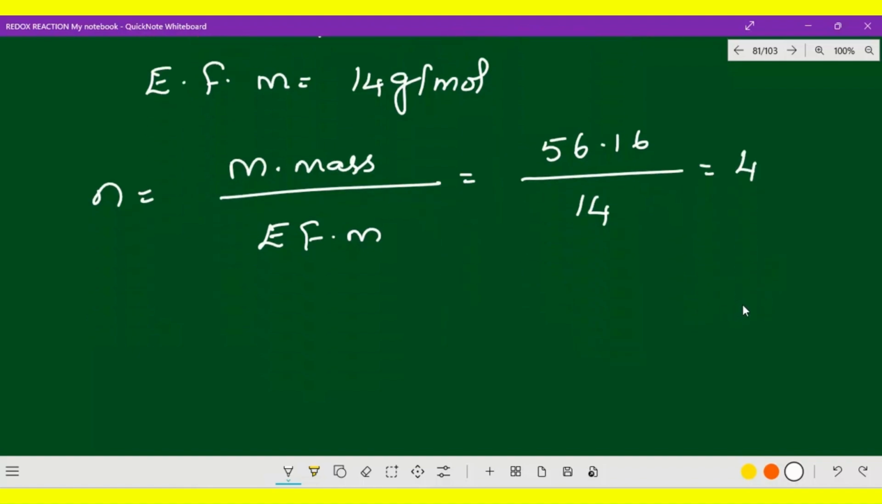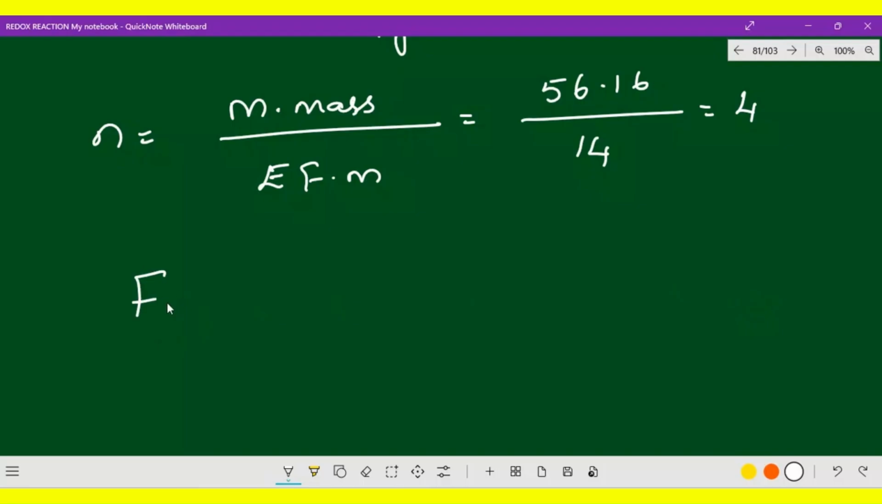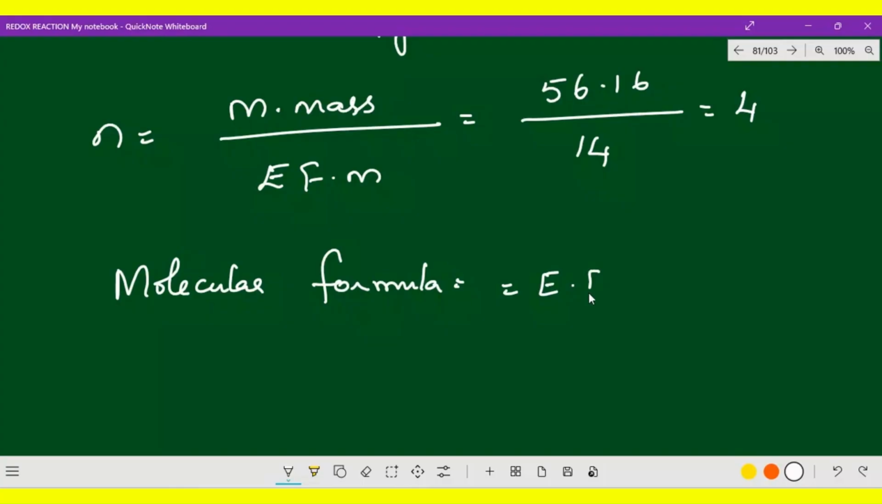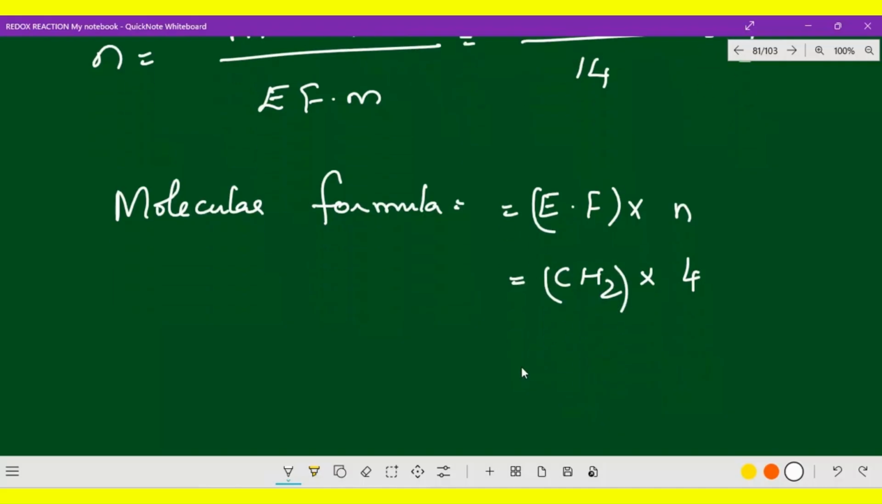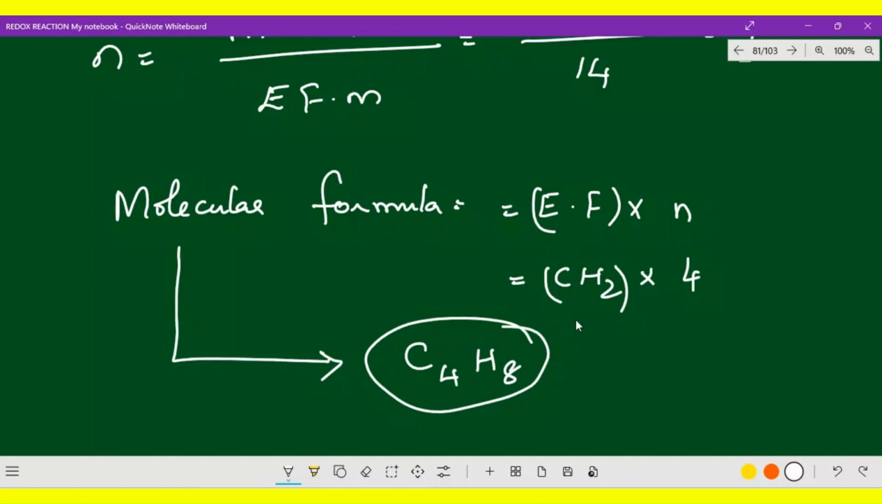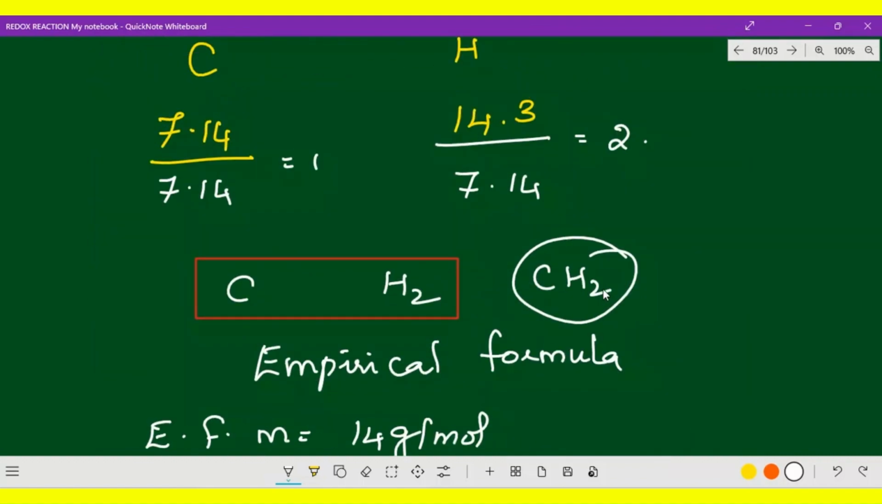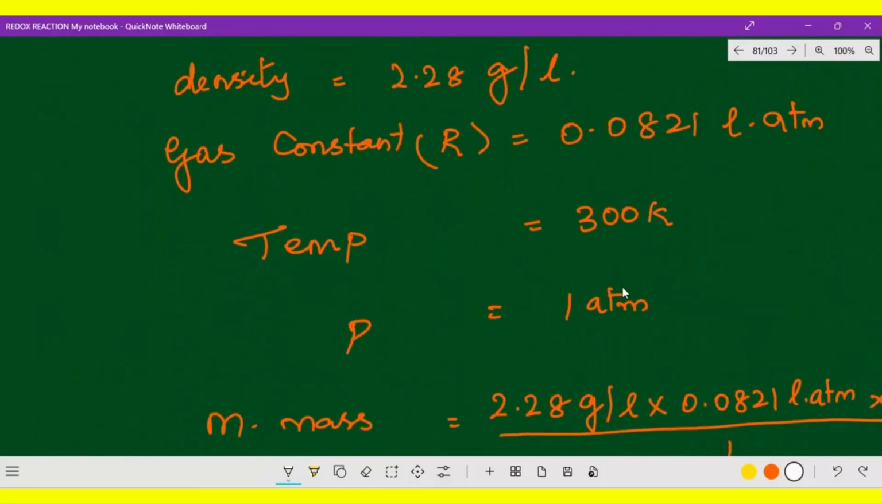So now finally you are reaching the molecular formula. How to identify the molecular formula? Molecular formula equals empirical formula into N. So that means here the empirical formula CH2 into N, which is 4. You just apply the value: carbon 4, hydrogen 8. So this is the molecular formula. I hope you got the complete idea.